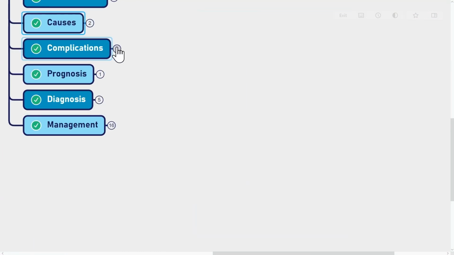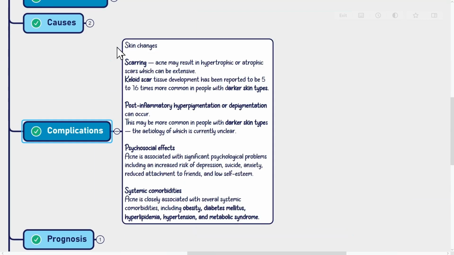Complications. Scarring. Acne may result in hypertrophic or atrophic scars which can be extensive. Keloid scar tissue development has been reported to be 5 to 16 times more common in people with darker skin types. Post-inflammatory hyperpigmentation or depigmentation can occur. This may be more common in people with darker skin types, the etiology of which is currently unclear.